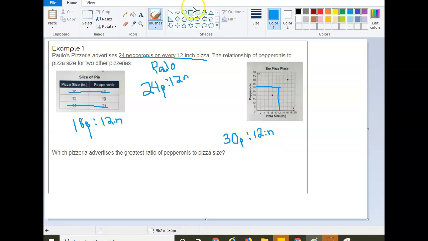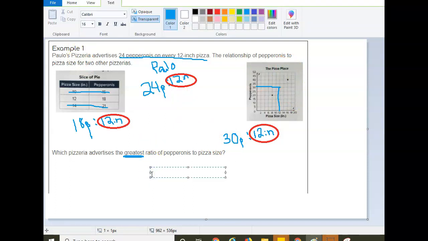Okay, notice that this number right here is the same in all of them. I could have written lots of different ratios, but I want ones that have the same number in the same spot in all three so that I can compare them. So if I'm looking for the greatest, it means I'm looking for the largest. I got 18, I got 30, and I got 24. 30 is the biggest. So the pizza place has the largest.